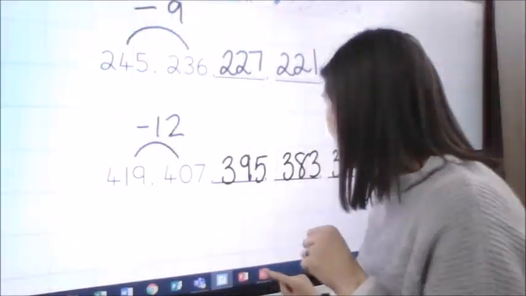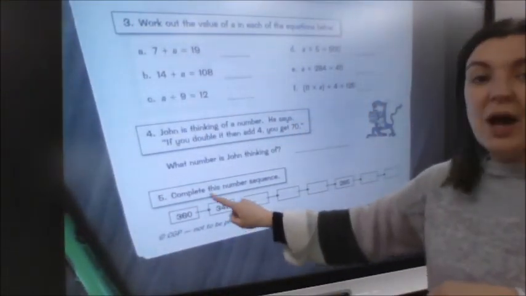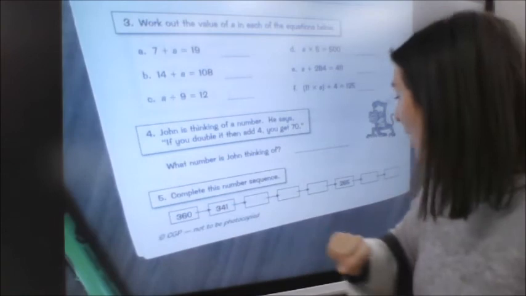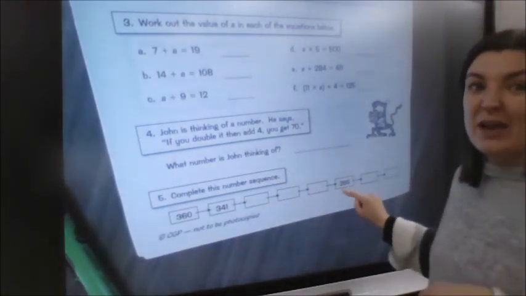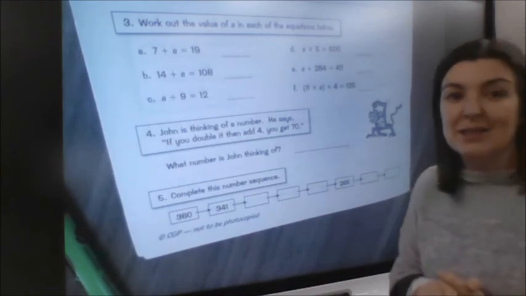Your final section on this page, you've got to complete this number sequence. Work out what has been added or taken away and then continue the number sequence. You'll know when you get to this one if you've been adding or taking away correctly.